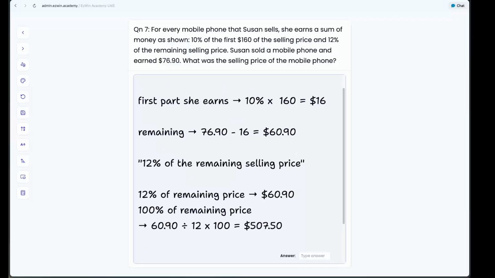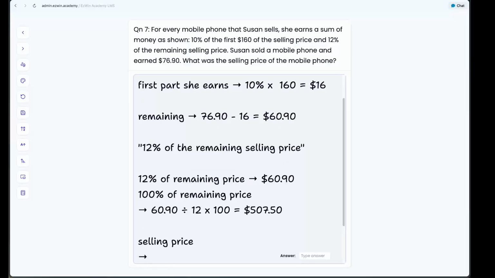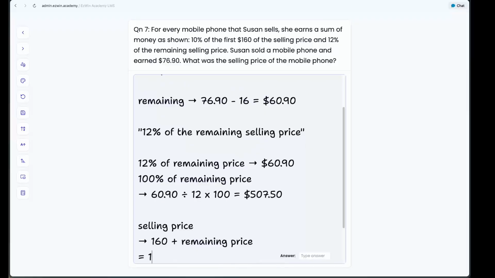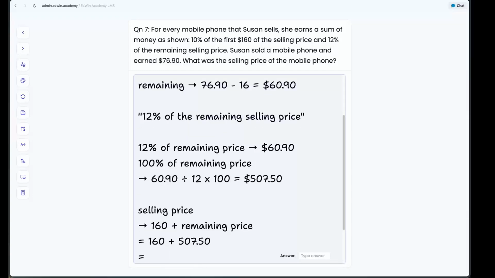So 100% would then be equal to 60.90 divided by 12 times 100, and this will give us $507.50. So the selling price is basically 160 plus the remaining price. And we know the remaining price, which is 507.50, and this will give us $667.50. All right, there you go.